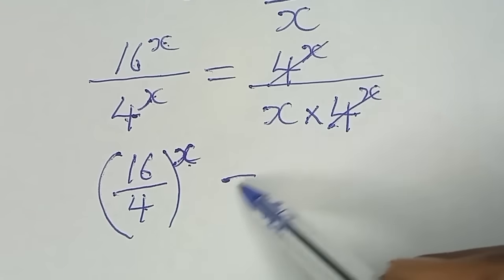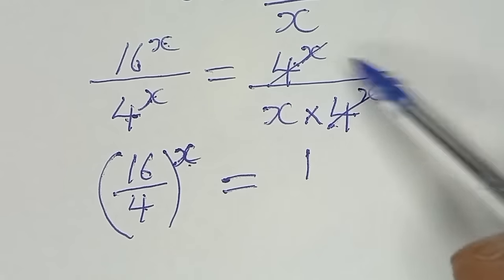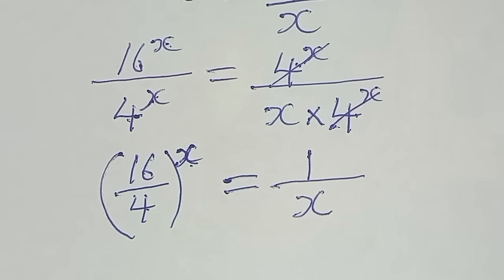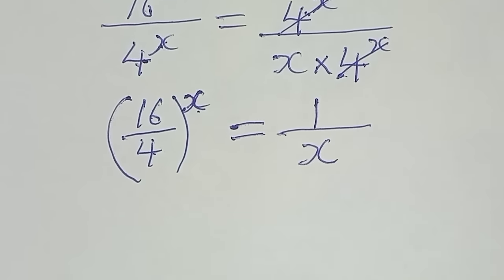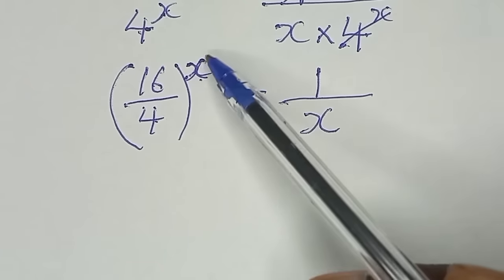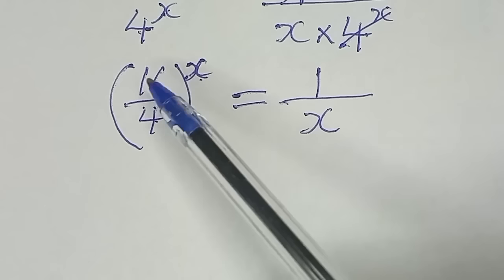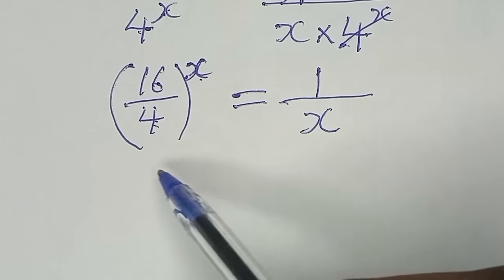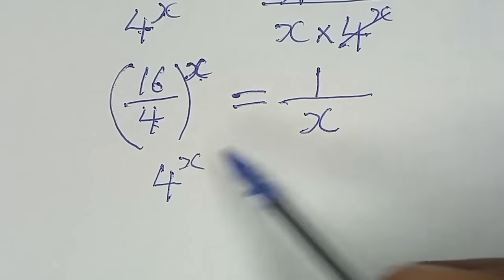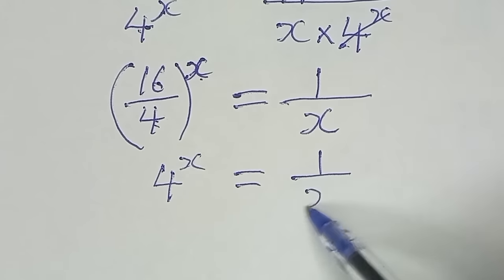And then that will be equal to, now what is left up here is 1 because this has cancelled this. So what is left is 1 there. And then all over x that is left down here. So the next thing for us to do now is to see how we can remove this power from here and bring it to this side. So 16 divided by 4 will give me 4, and then to the power x, and is equal to 1 over x.